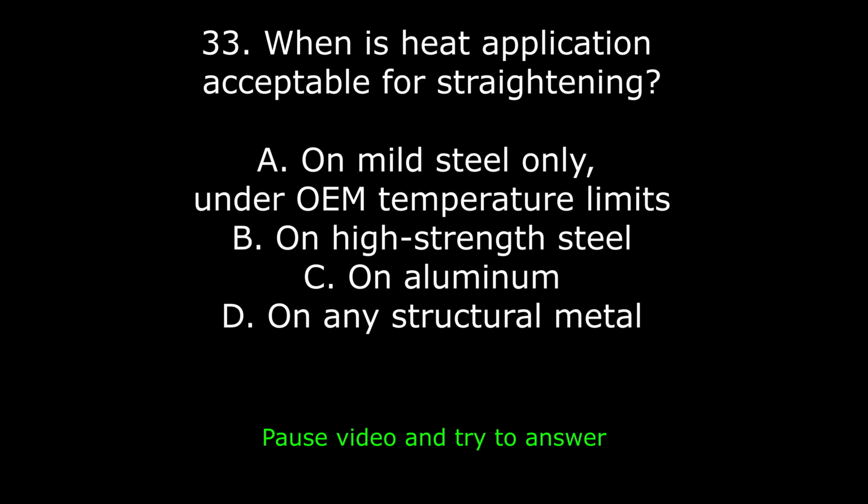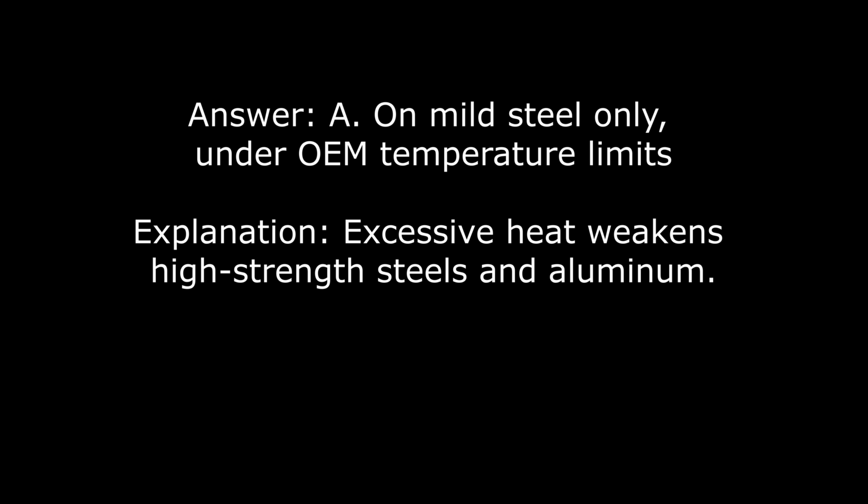33. When is heat application acceptable for straightening? A. On mild steel only under OEM temperature limits. B. On high-strength steel. C. On aluminum. D. On any structural metal. Answer: A. On mild steel only under OEM temperature limits. Explanation: excessive heat weakens high-strength steels and aluminum.